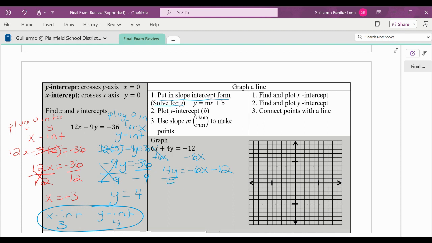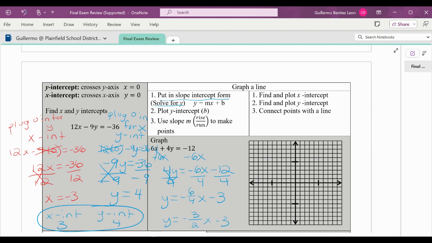To get rid of this 4, I'm going to divide. And I'm going to get y equals -6/4x. That's a decimal, so we can leave it as a fraction. -12 divided by 4 is -3. This fraction could be simplified. They're both even numbers, so I am going to simplify it. If I divide the top by 2, I'm going to get 3. If I divide the bottom by 2, I'm going to get 2.